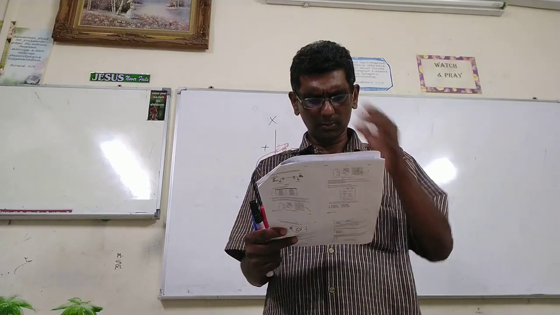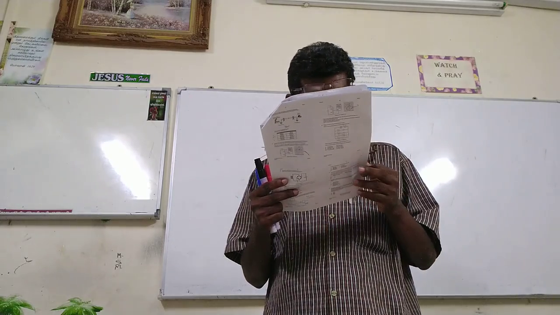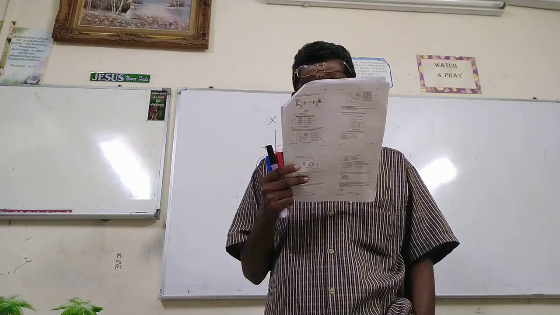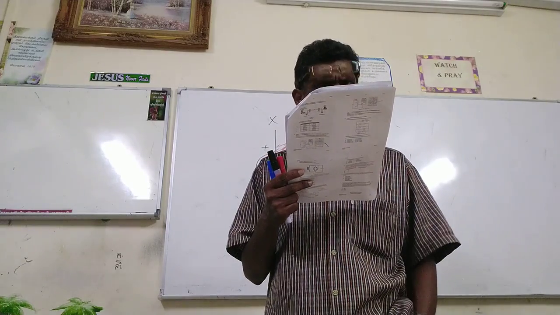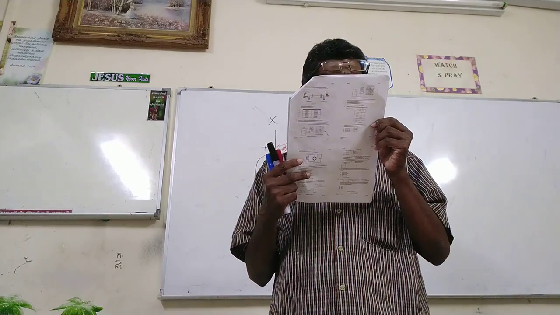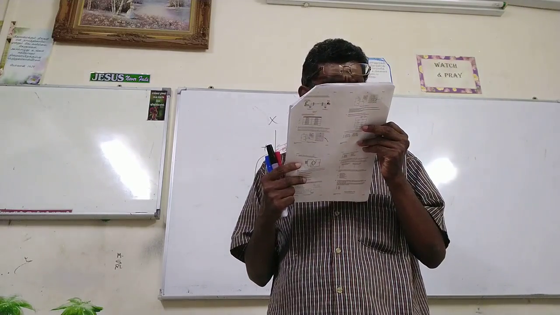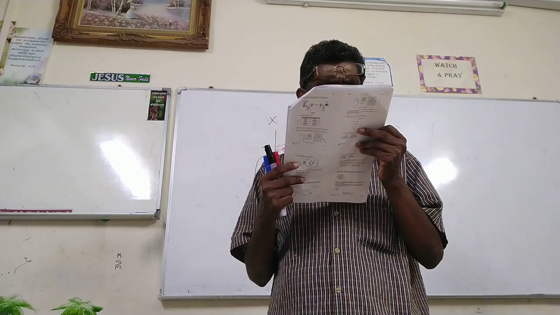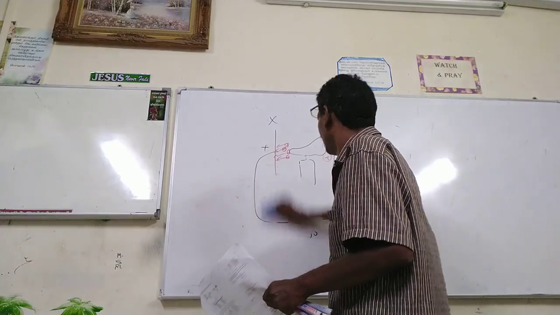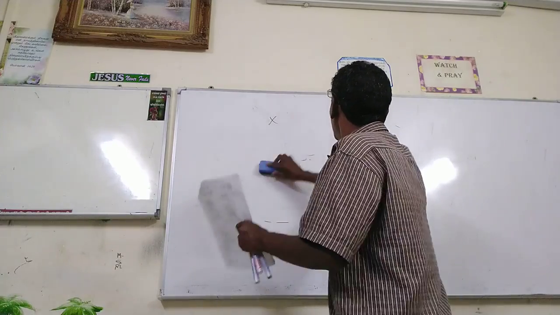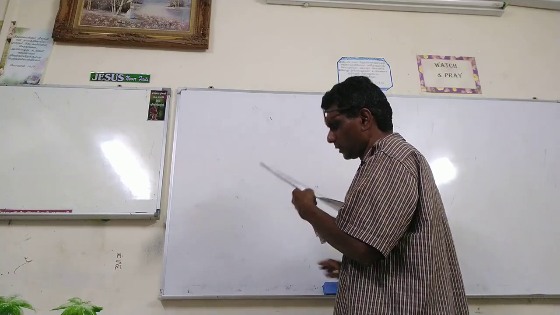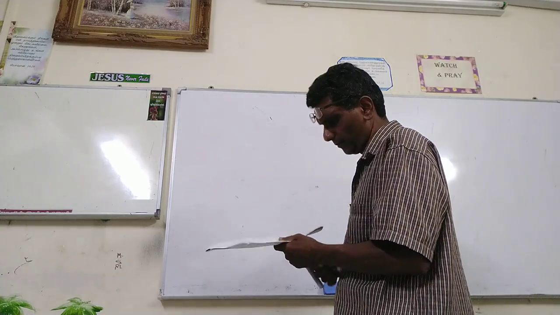Okay, next are questions 37 and 38. Question 37. Diagram 37 shows an electric circuit. Calculate the total current flowing in the circuit. This is very, very simple. So what is the total current?